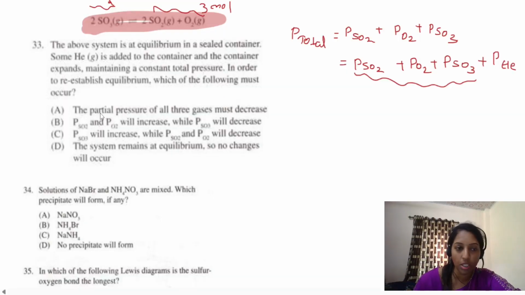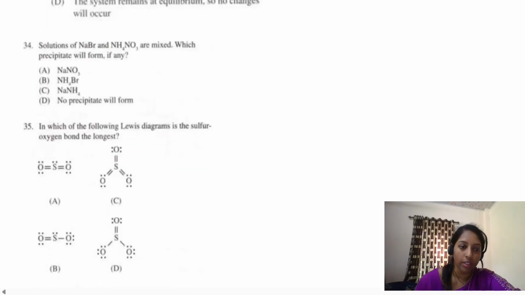Okay, so which option? Partial pressure of all gases must decrease? No. SO2 and O2 will increase and SO3 will decrease. That's it, right? Because we already found it is a forward reaction. Forward reaction means PSO3 will decrease and PSO2 and PO2 will increase. Okay, because as I told you, in order to accommodate this helium pressure, some changes happen, like something is lowered than the initial one. Okay, right.